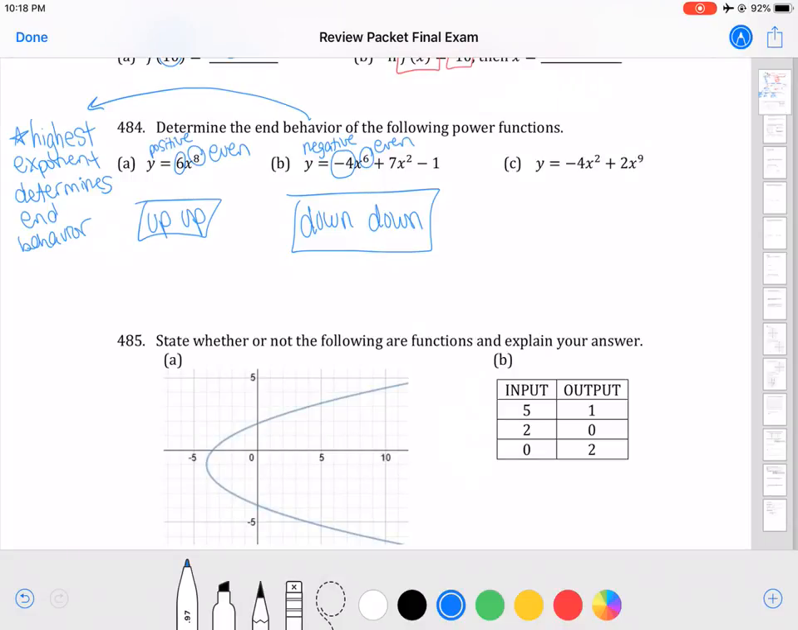Part C a little bit different, but I still go to that highest exponent. The highest exponent is 9, which is odd. And because it's odd, it's going to be opposite ending, so either down-up or up-down. And it's all depending on this positive coefficient. Because it's a positive coefficient, it's going to be ending up. So this one's going to be down to start and up on the right.